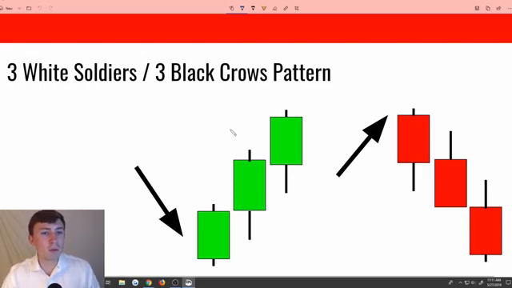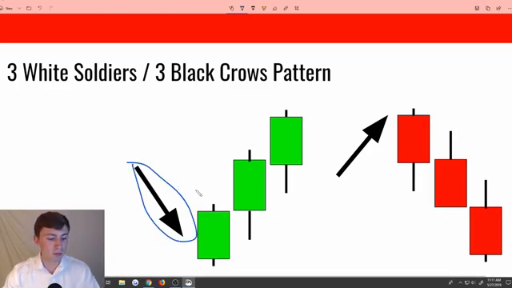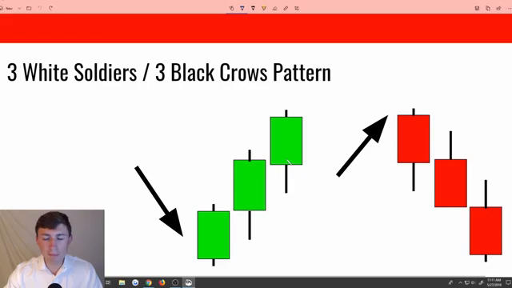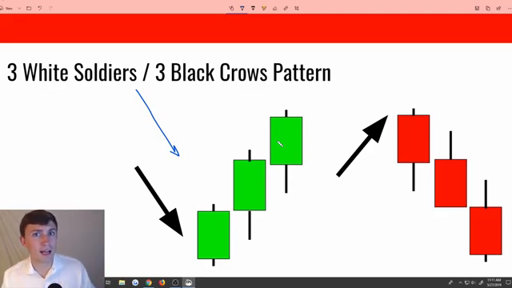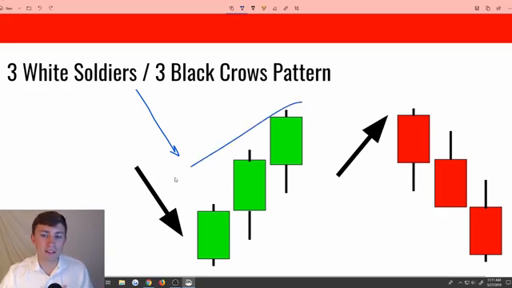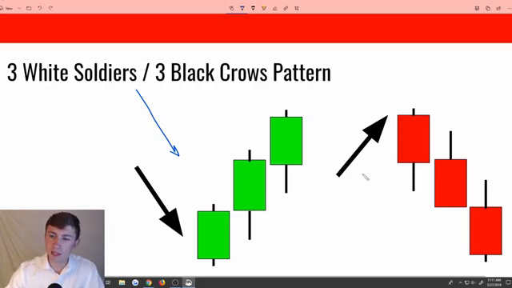So when talking about the three white soldiers, essentially what we have is a market that's moving to the downside, as you can see here with this arrow, and we have three bullish bars printed. So again, a market is moving down and suddenly you have these three bars moving in a row back the other direction. Now what this shows is that sellers may be exhausted and that buyers may actually have some room to run here. And oftentimes you'll see a continuation of these three bars into more bullish movements for this market.